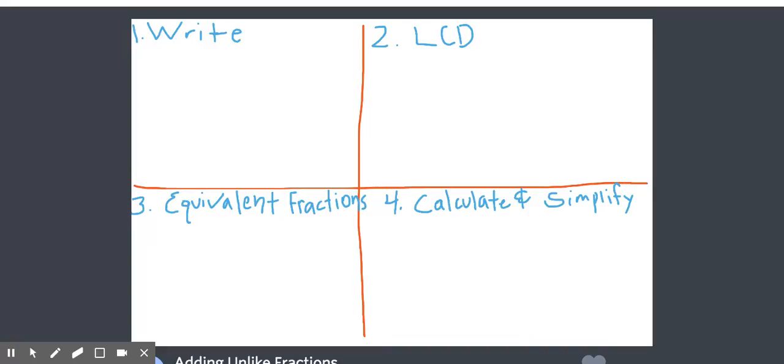Now it's your turn to try a problem. Let's do 2/3 plus 4/8. Pause the video, complete the four-step method, and then come back and see if yours matches mine.